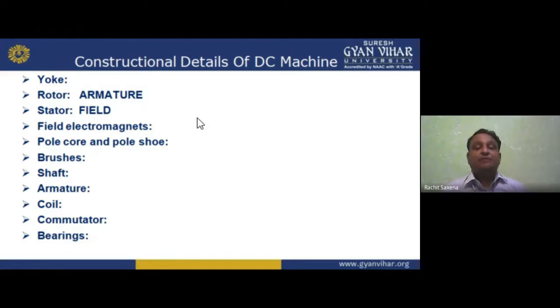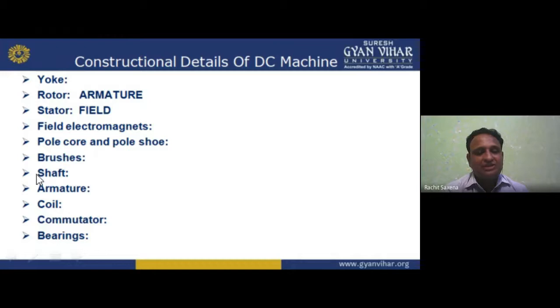And if I am talking about DC, that is direct current, my dear students, in direct current we are always getting unidirectional current. We want to convert from bidirectional, so we need another instrument. That is the main important instrument, your commutator.